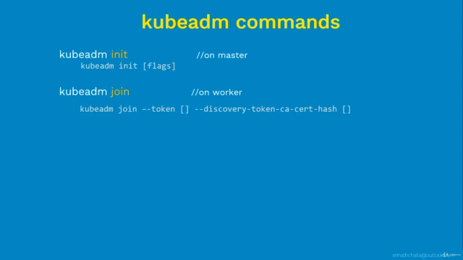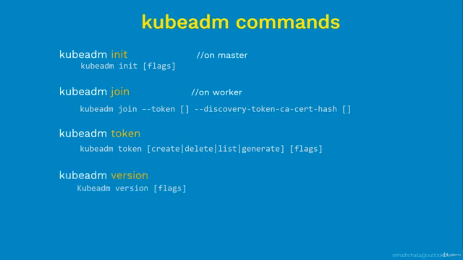Let's review it again. We have kubeadm init to initialize the master node, and we have the kubeadm join command to initialize the worker node. So these are the two most frequently used commands when it comes to kubeadm. There are a few other commands that you might want to be familiar with. At a high level, the kubeadm token command will help you create tokens. Next comes kubeadm version. As its name implies, kubeadm version prints the version of kubeadm.